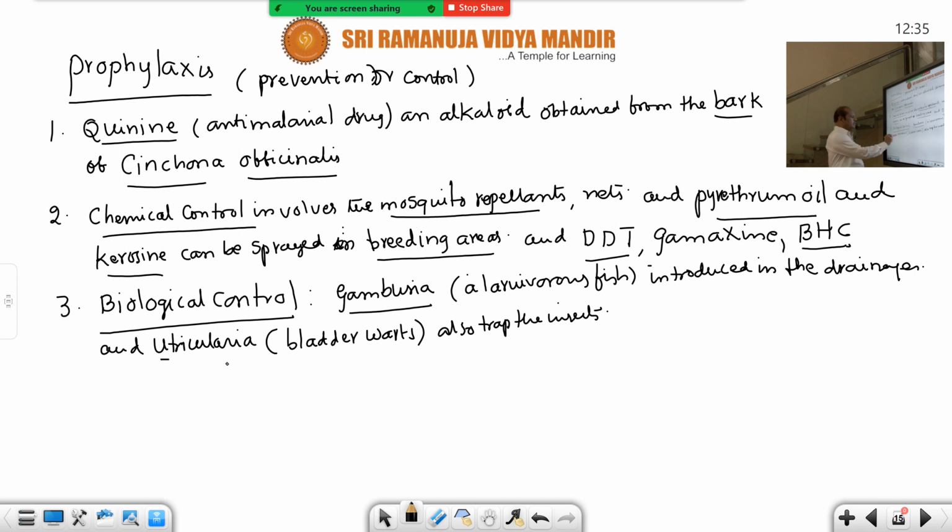Best Gambusia and Utricularia, if you introduce them in the drainage systems, definitely the mosquito breeding process is obstructed. Like that the mosquito population is controlled. If you control the mosquito population, we can prevent the mosquito bite. If you prevent the mosquito bite, entry of sporozoite is also stopped. Thus we can be free from malarial attacks. This is about the prophylaxis.